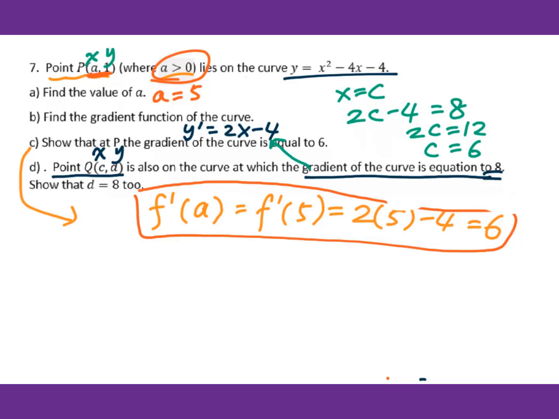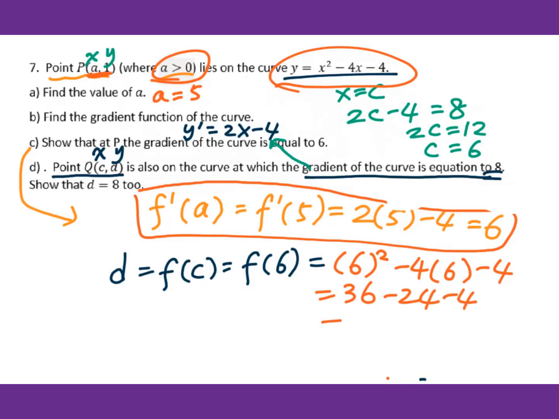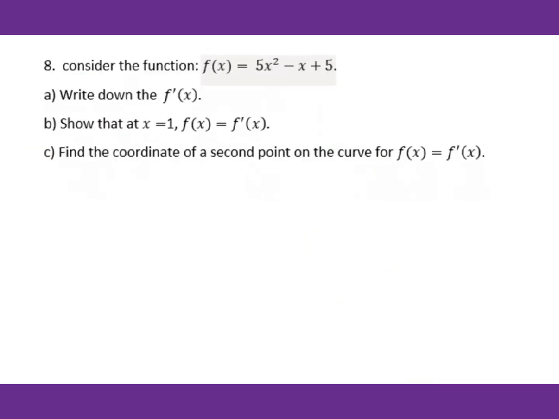After you get c equals 6, then d equals f of c, which means f of 6. So we plug into the original function, this one. You will get 6 squared minus 4 times 6 minus 4. That is 36 minus 24 minus 4. You will get 8. Let's go to number 8.